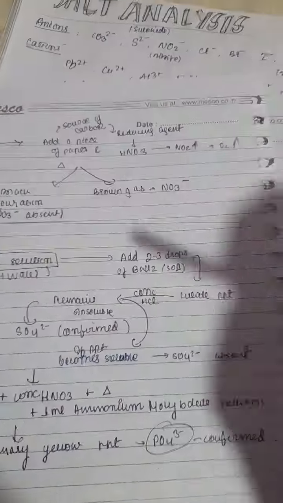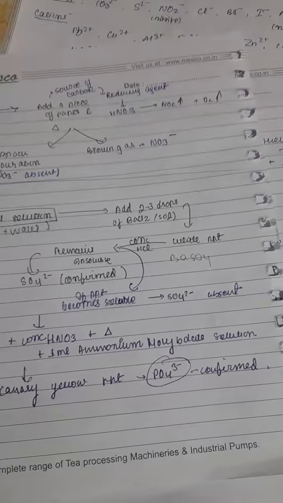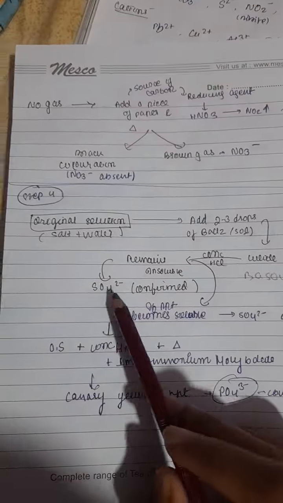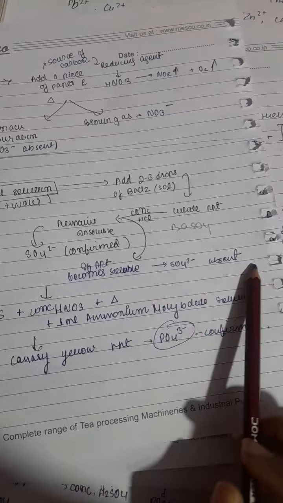We will add 2 to 3 drops of barium chloride, and if we get a white PPT, then barium sulfate is formed. If we add concentrated HCl and the precipitate still remains insoluble, then sulfate ion is confirmed. And if the PPT becomes soluble in concentrated HCl, then it means that sulfate ion is absent.